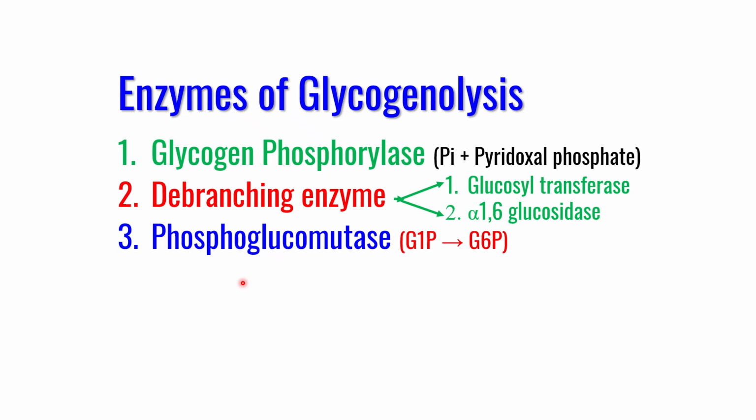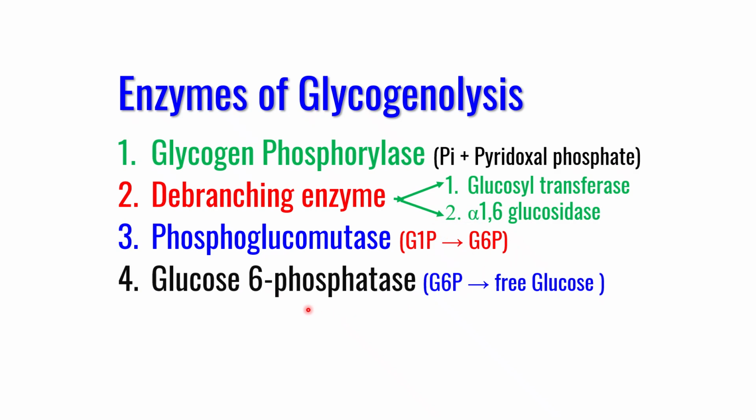The third enzyme is phosphoglucomutase. This converts glucose 1-phosphate to glucose 6-phosphate so that it can be utilized in glycolysis. The last enzyme is glucose 6-phosphatase, which is present in liver to release free glucose so that it can be distributed to other body parts. However, this enzyme is absent in the skeletal muscle.